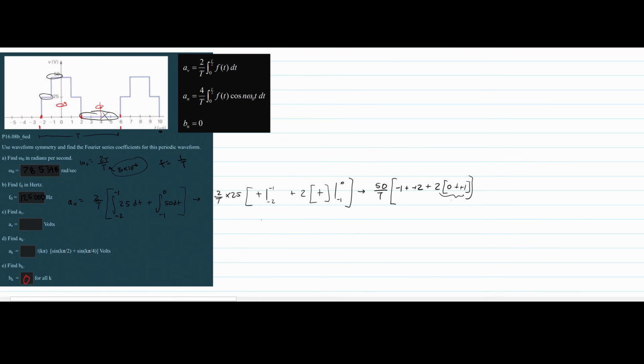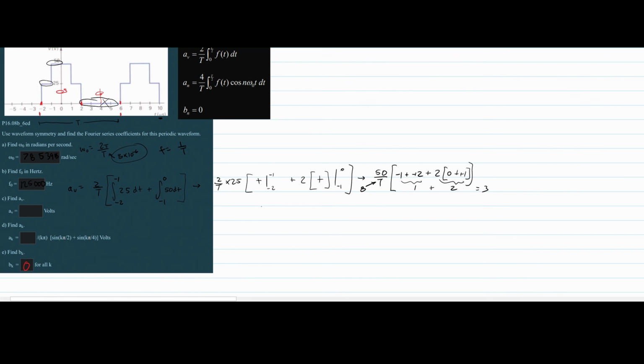So inside of here, we're going to have a 2, and this is going to give us a 1. So we have 1 plus 2, which is going to give us 3. We know that T is our period and T is 8. So inside of here, we're basically going to have 50 times 3 divided by 8. And this is going to give us approximately 18.75 volts.